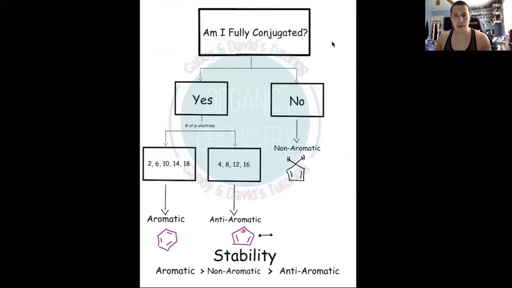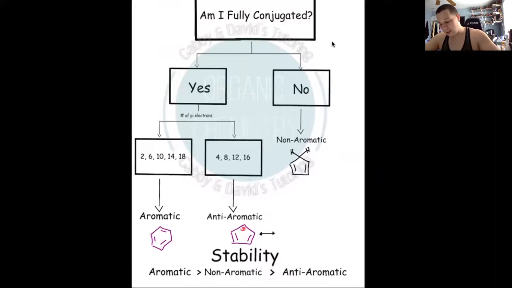aromatic and anti-aromatic. So when you use this chart, whatever compound they give you, you want to double check your work. Are you fully conjugated? And if you are fully conjugated, that's a yes. So you want to count the total number of pi electrons they give you. Magic numbers for aromatic are 2, 6, 10, 14, 18. For anti-aromatic, they are 4, 8, 12, and 16.